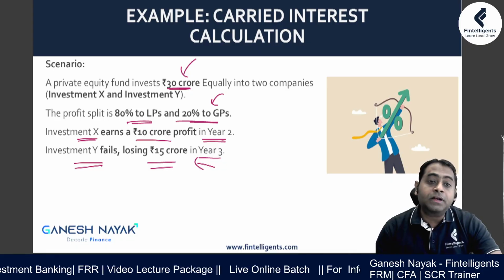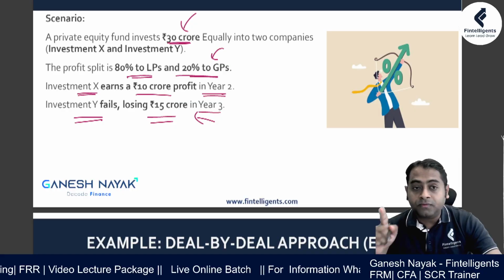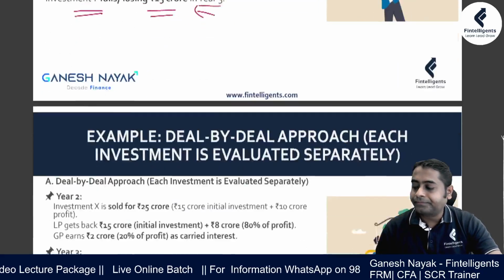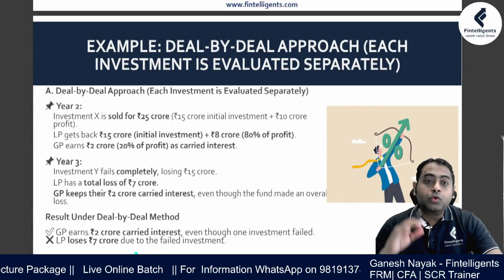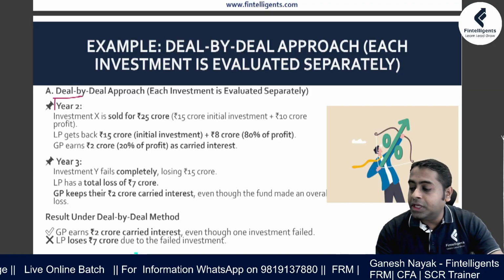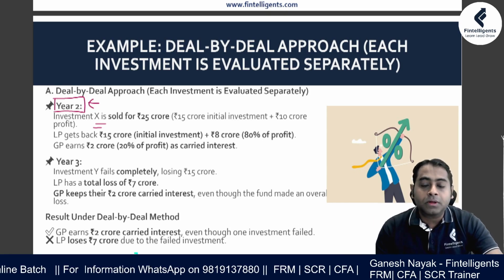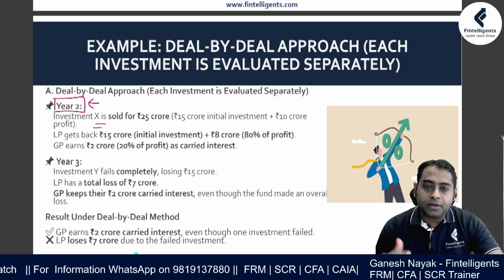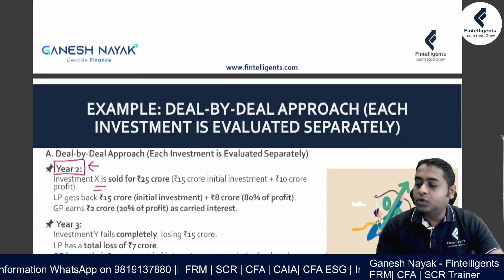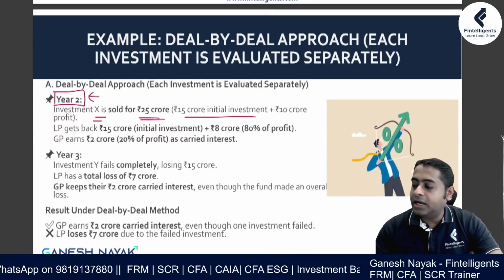Now, how the payment will happen in each case, deal by deal and the fund. Remember these numbers. Investment X made 10 crore profit. Investment Y lost 15 crore. On a deal by deal basis, you're looking at individual transactions separately. So when you reach year 2, this is where investment X has made a huge profit. What was the profit? 10 crore profit, sorry. So they made 25 crore. Initial investment was 15 crore and 10 crore was the actual profit.